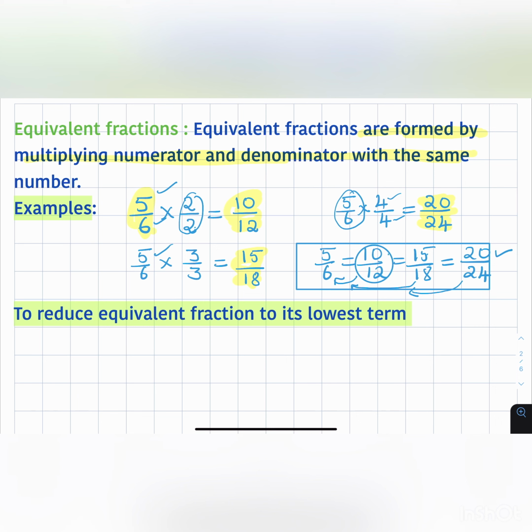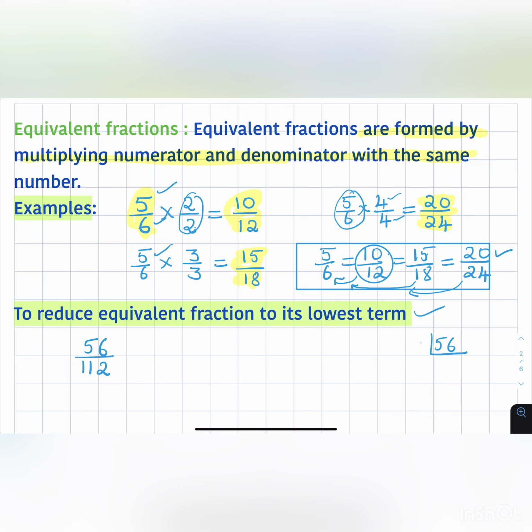Now, how do we reduce an equivalent fraction to its lowest term? Let me check about this. Let me take one fraction as 56 by 112. Now we have to reduce this fraction to the lowest term. How do we do that? Let us find out the HCF of it, which makes it easy to find the reduced fraction.